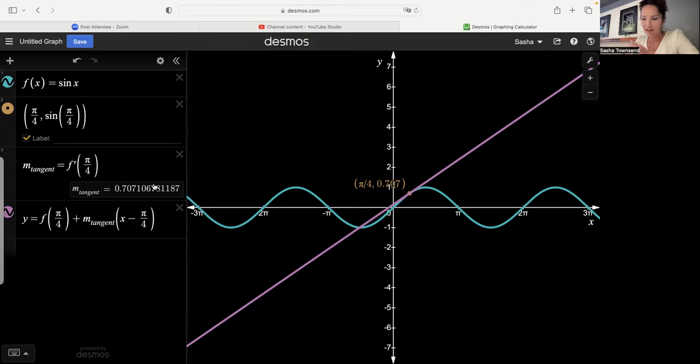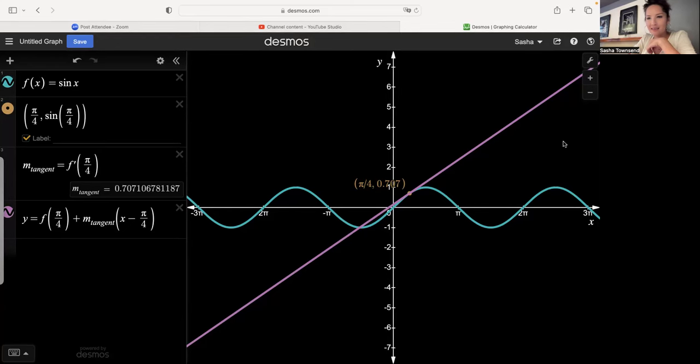Usually I have my students graph it by hand in class, so it's a little different doing it in an online class. But we were able to show using the limit definition of the derivative that the derivative is cosine of x. You just plug in pi over 4 and you get cosine of pi over 4, which is square root of 2 over 2, which is approximately this number, as the slope of the tangent line. And then the tangent line is just the original y value, which is square root of 2 over 2, plus the slope of the tangent, which is change in y over change in x, times the change in x, which is x minus pi over 4. And that's that purple line.